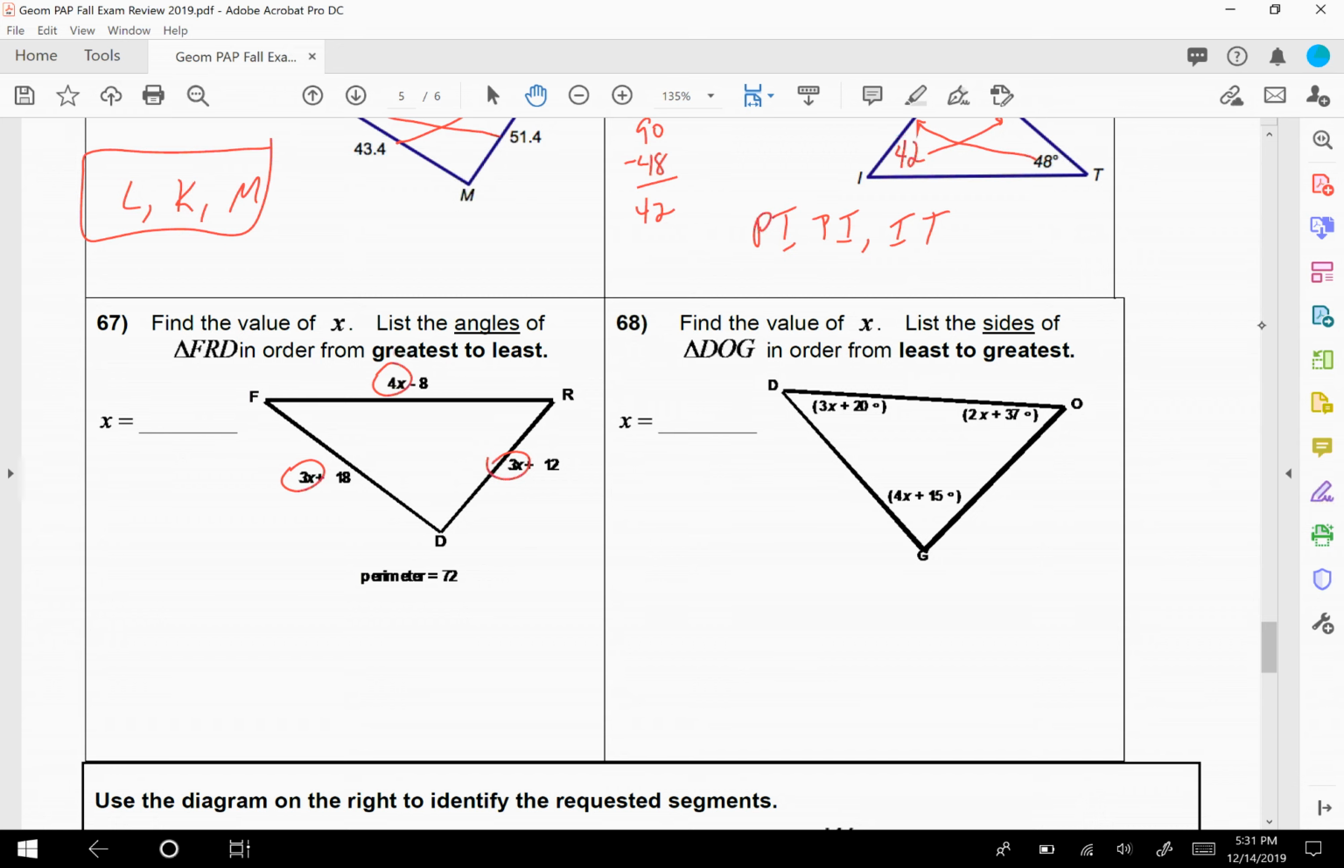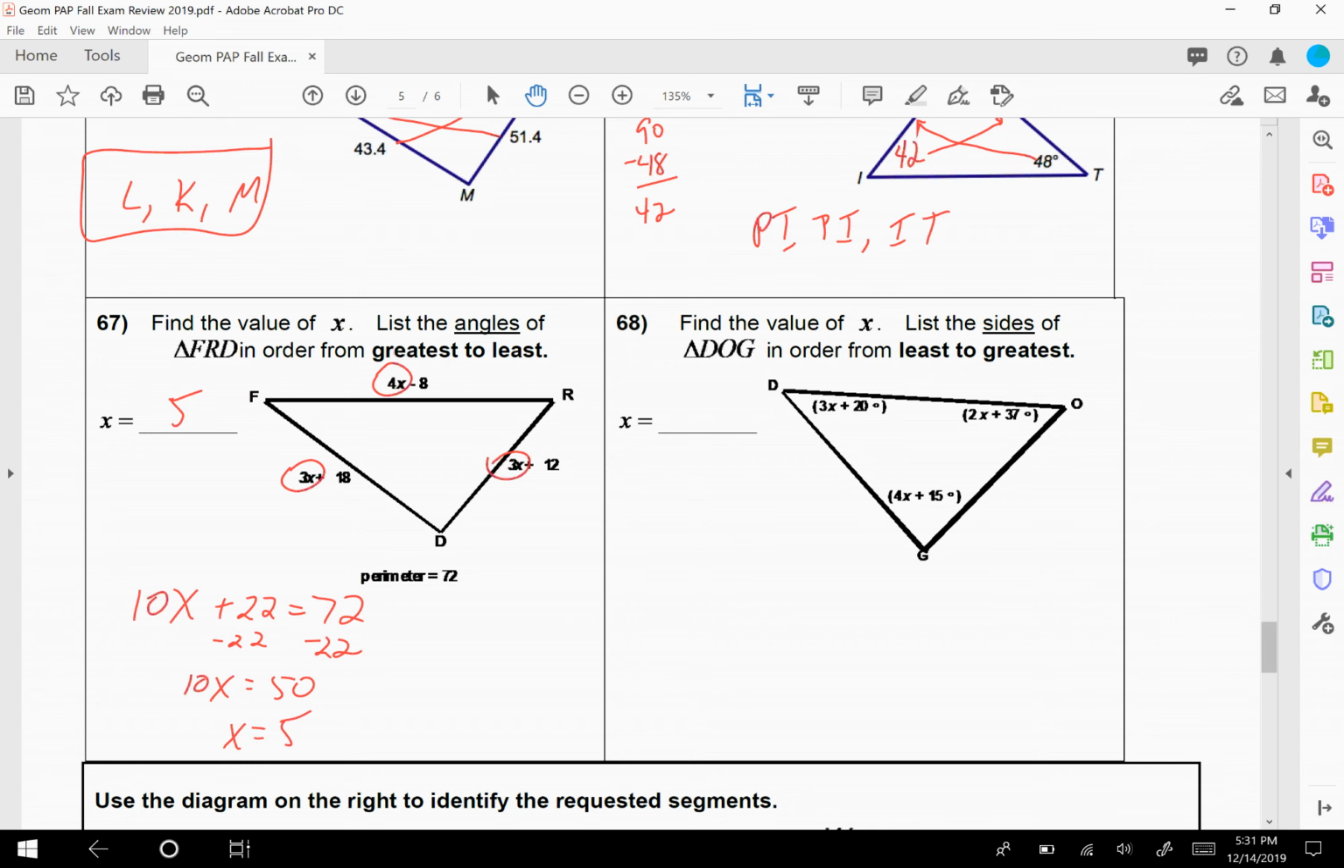So 3x and 3x is 6 plus 4, that's 10x. Okay, and then you have 18 plus 12, so that's 30. And then you take away 8, that's 22. And that's equal to 72. Okay, take away 22 from each side, so you get 10x is equal to 50. So x is equal to 5.